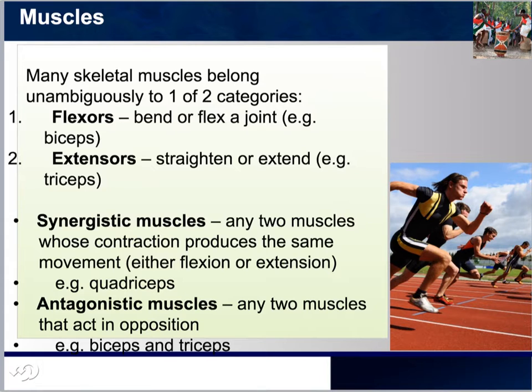Antagonistic muscles are any two muscles that act in opposition. For example, biceps and triceps. You're able to see how the biceps get my knuckles and my fists closer to my shoulders, whereas the triceps would extend or straighten my arm, therefore taking my knuckle away from my shoulders.